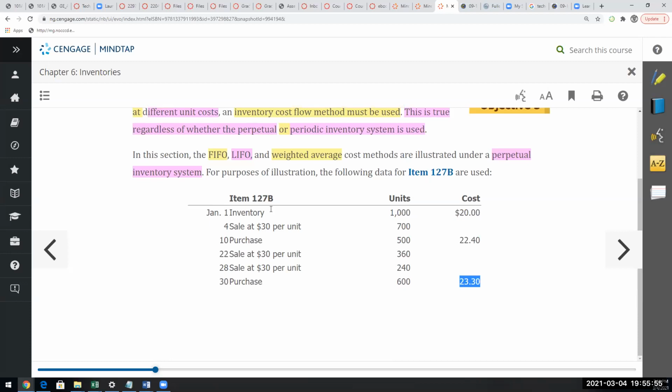We're going to start off with whatever inventory we had at the end of December, whatever year it was. We had 1,000 of them left. And the cost, for whatever reason, was $20 each. So last time I checked, 1,000 times 20 is 20 grand.